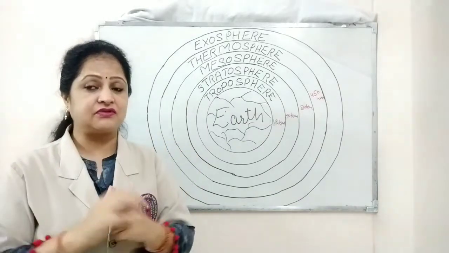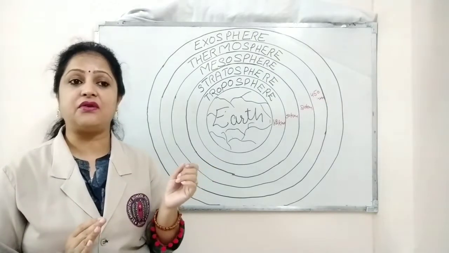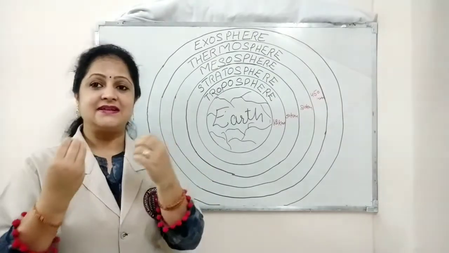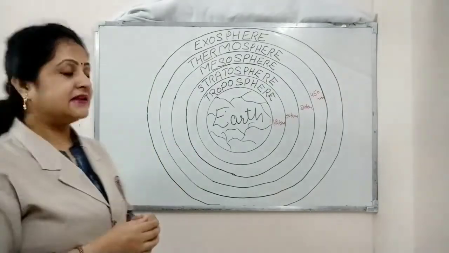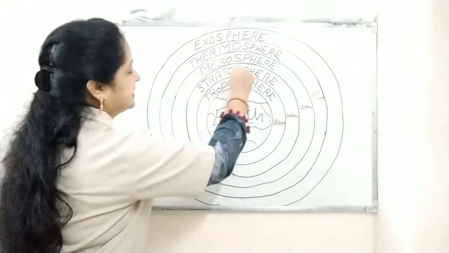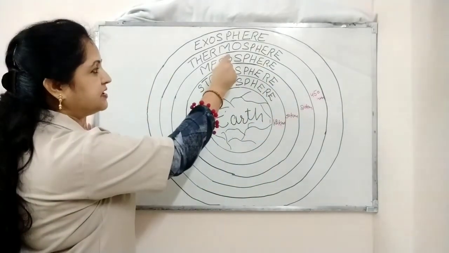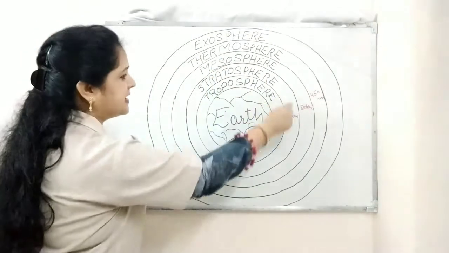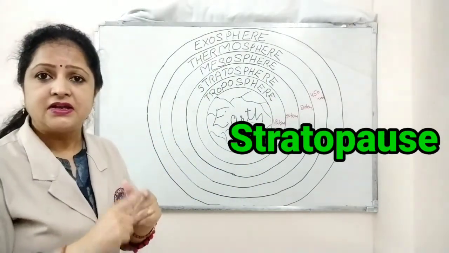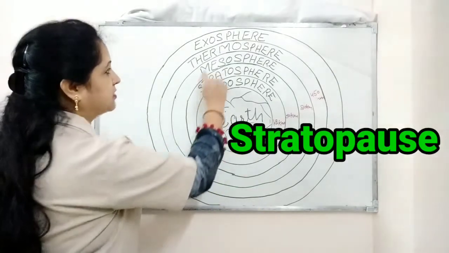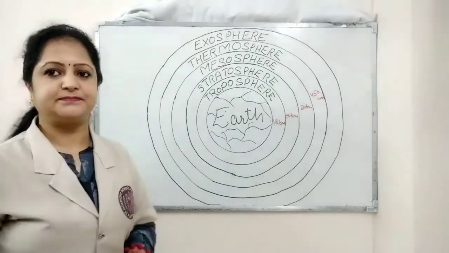So this ozonosphere is quite warm due to absorption of the ultraviolet rays of the sun. The narrow zone that separates the stratosphere from the mesosphere is called the stratopause. What do we call it? We call it the stratopause.